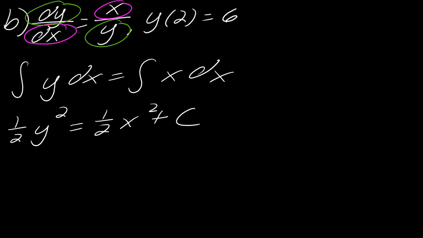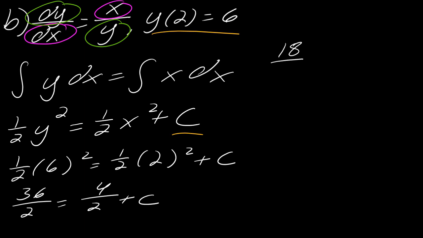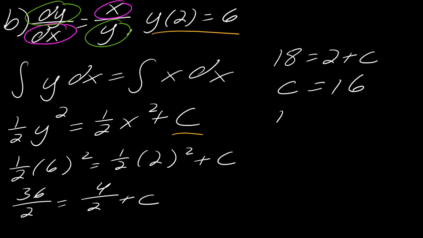And now I have to use my initial value condition to figure out what my c is. In this case, I'm going to plug in 2 for x and 6 for y. If I do that, I get 1/2 times 6 squared equals 1/2 times 2 squared plus c. So this is 36 divided by 2, this is 4 divided by 2. So I get 18 equals 2 plus c. So my c equals 16. And so now I have 1/2 y squared equals 1/2 x squared plus 16, and I'm done.